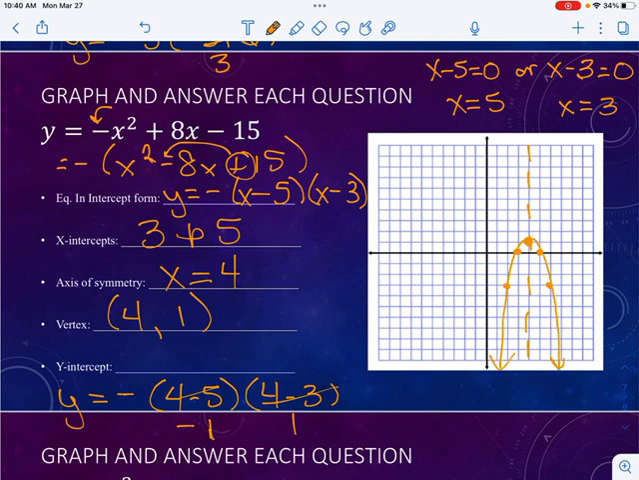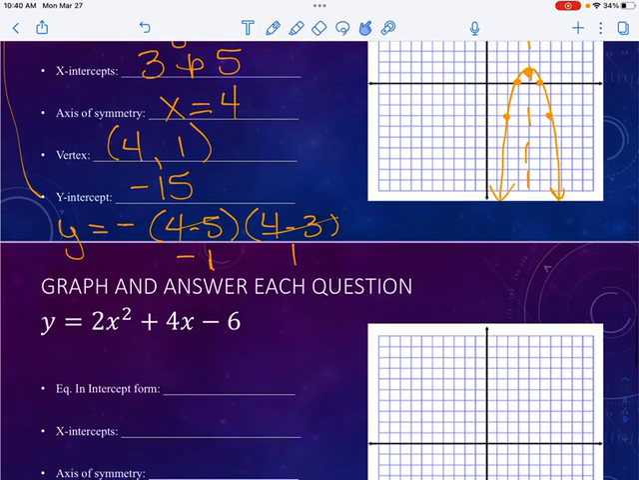And then it does ask for the y-intercept. If I plug 0 into the x's in my standard form all the way back here, I get a y-intercept of negative 15, which is off the graph. So I'm not going to mess with graphing that one.